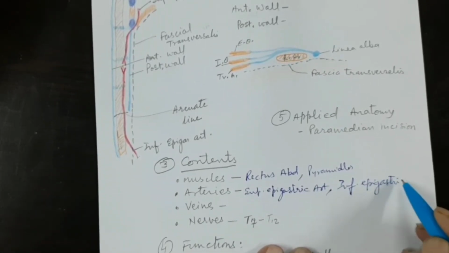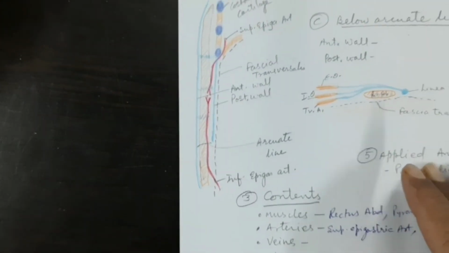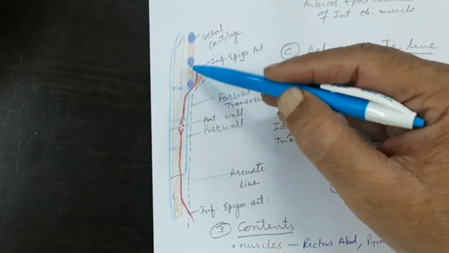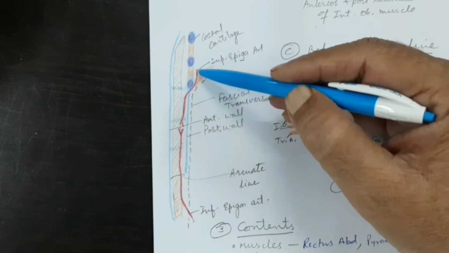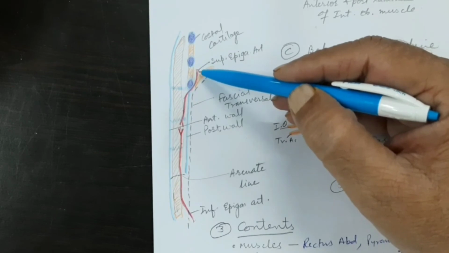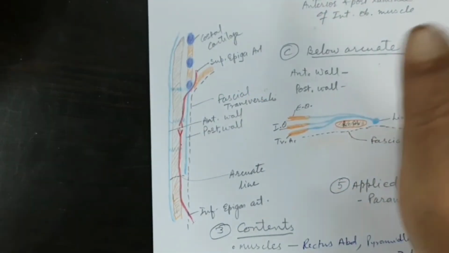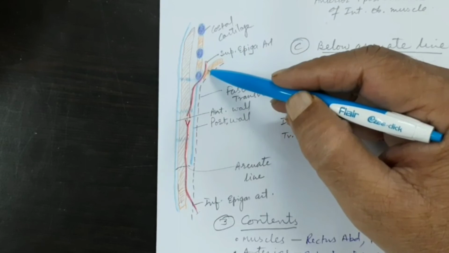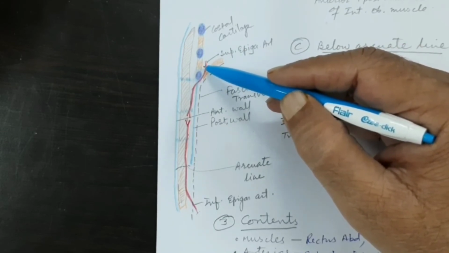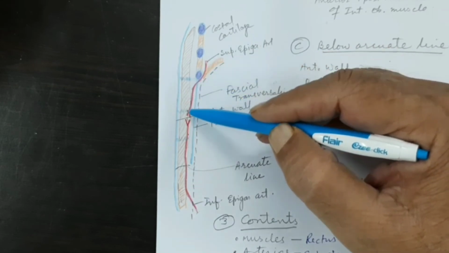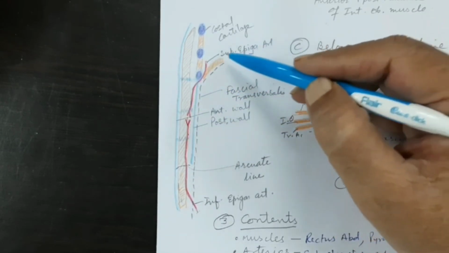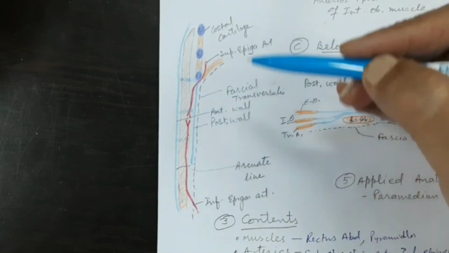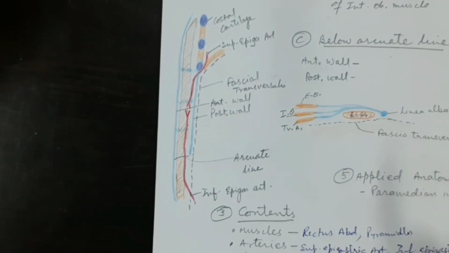Now the superior epigastric artery is a branch of the internal thoracic artery, which divides in the sixth intercostal space into two branches: musculophrenic, not musculocutaneous, please. The musculophrenic supplies the intercostal muscles and the diaphragm. The second terminal branch of the internal thoracic is the superior epigastric artery. So the superior epigastric artery is a branch of the internal thoracic artery.